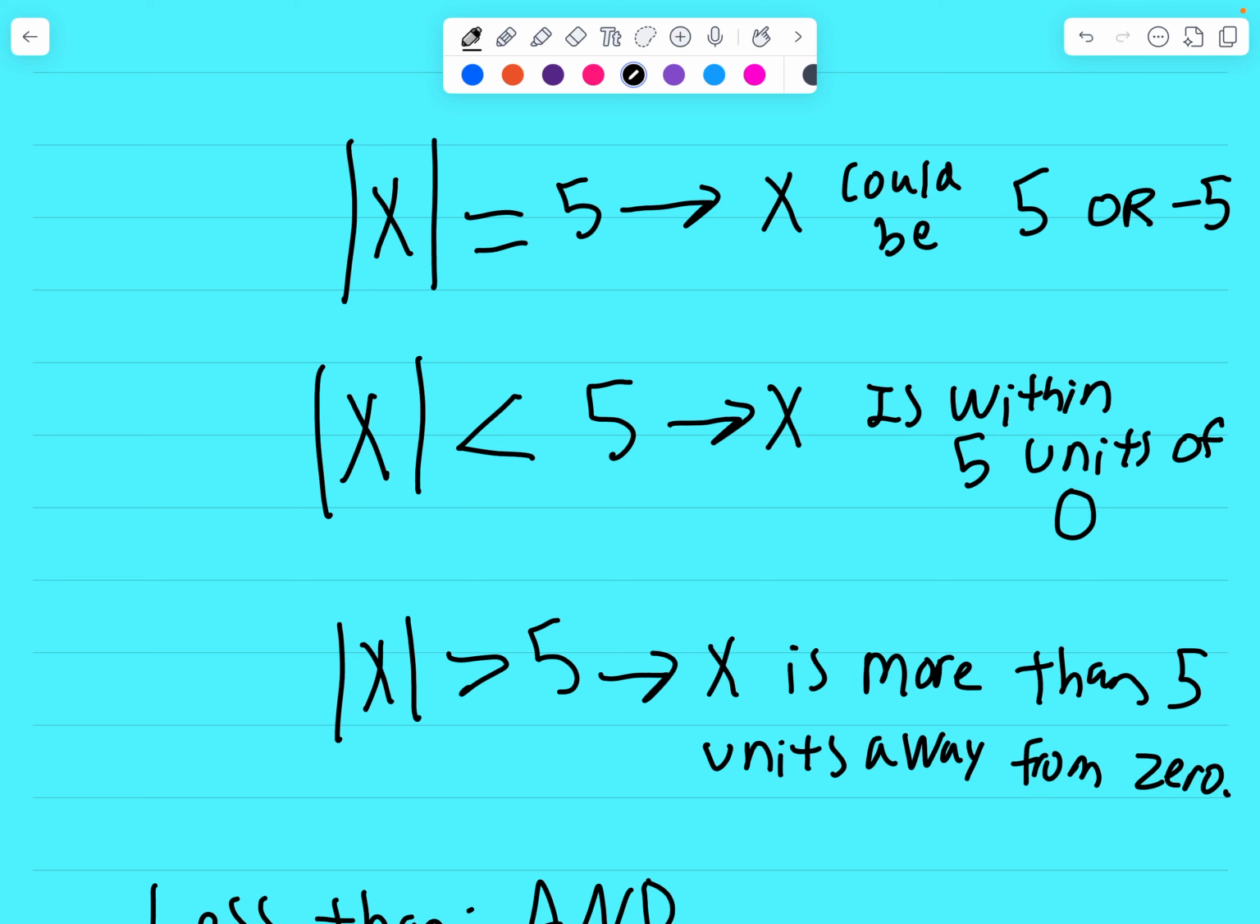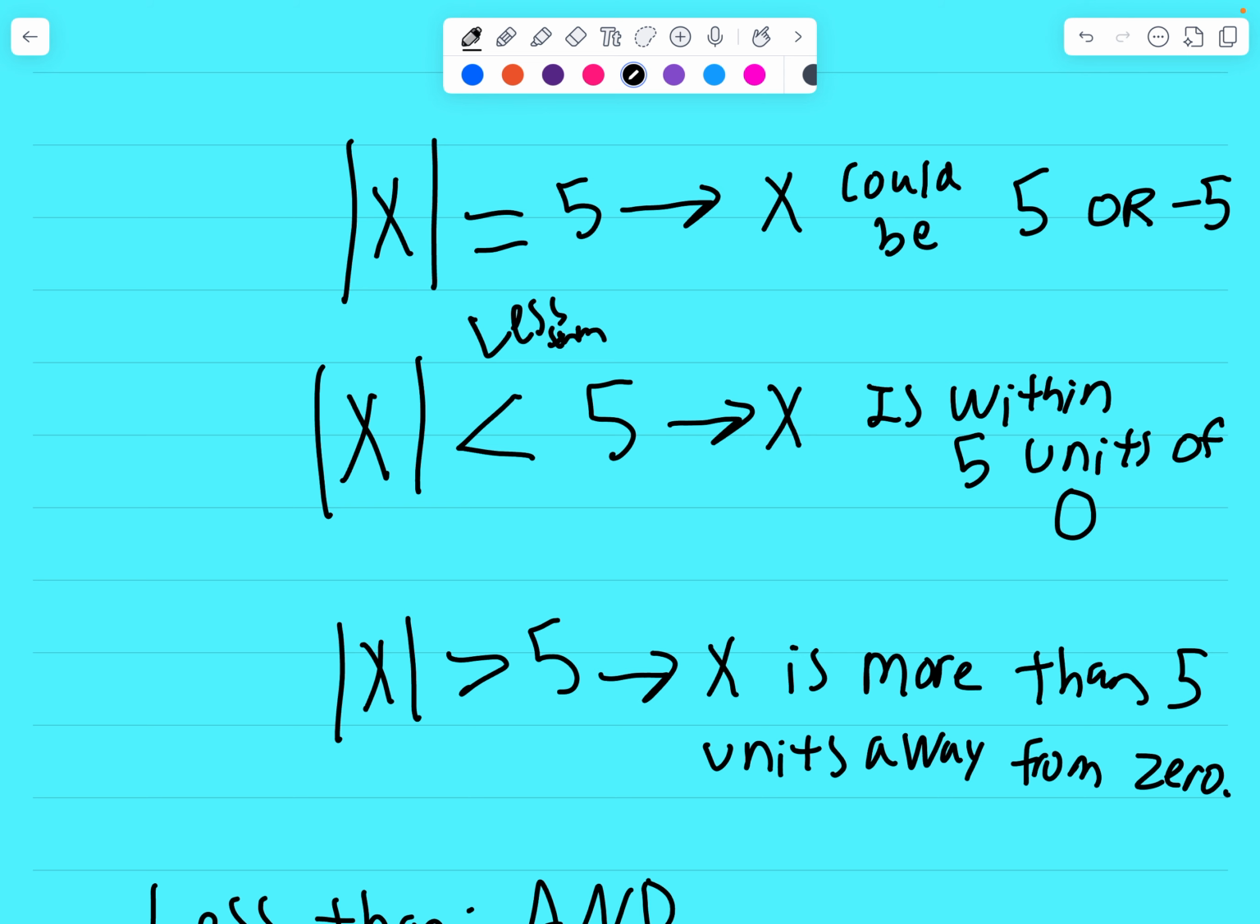Today we're learning how to solve absolute value inequalities step by step in a calm way, all right? So let's talk about it. As you guys know, absolute value measures distance from 0 on a number line. So if they gave you the absolute value of x equals 5, x could be 5 or negative 5. If they said the absolute value of x is less than 5, because this symbol means less than, it means that x is within 5 units of 0. If they say x is greater than 5, it means x is more than 5 units away from 0.